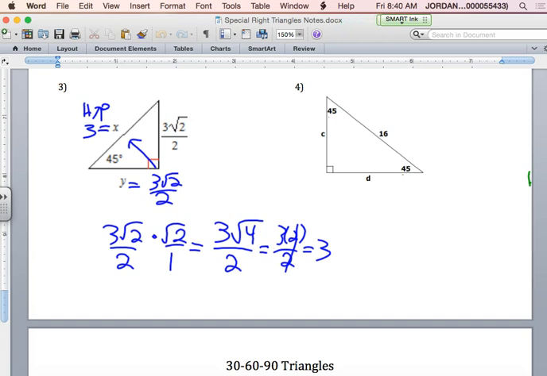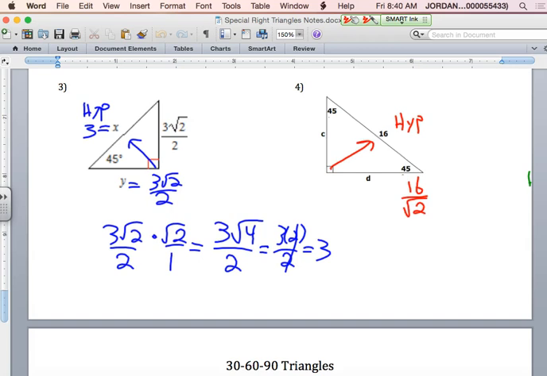Okay, let's look at number 4. Okay, this one's a little tricky. So you're given the hypotenuse right here, and remember, our formula says if you want to know the leg and you've got the hypotenuse, divide the hypotenuse by the square root of 2. So we've got 16, and we're going to divide it by the square root of 2. Okay, well, nothing's going to cancel, so we've got to rationalize the denominator.